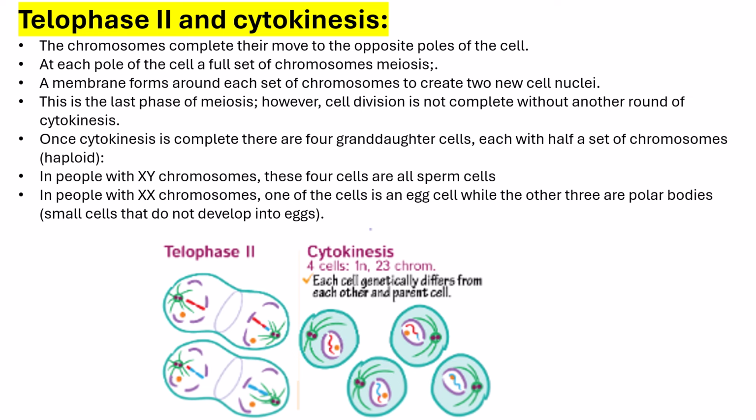Each cell genetically differs from each other and from the parent cell. Why? Because we had twice the cell division. We also had chromatids separating twice. Very important part of variation. We also saw recombination and crossing over taking place, right? Okay. All right, so that's it.